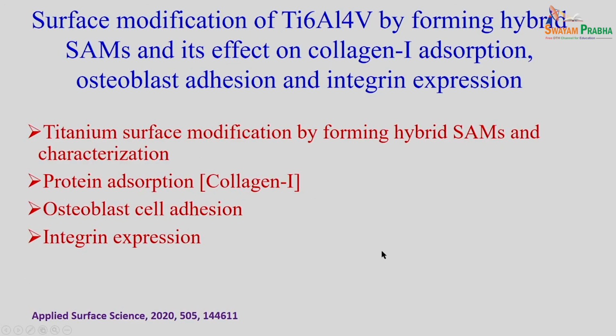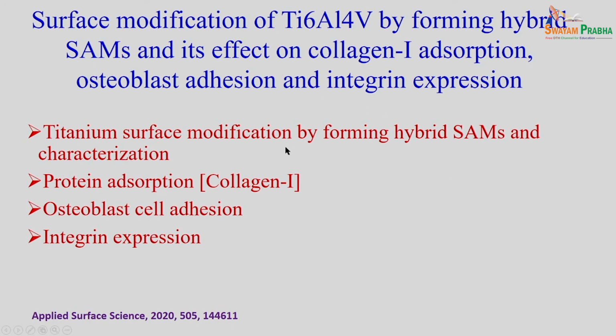So, now the next application we will see. Here again the titania surface was modified only by the hybrid SAM, as we saw in the last application that the hybrid SAM was found to be a potential surface modifier for biomaterials. Here, its effect on another cell adhesive protein, collagen, was used to see the osteoblast cell adhesion, and we have also seen the expression of one cell adhesive molecule, integrin.